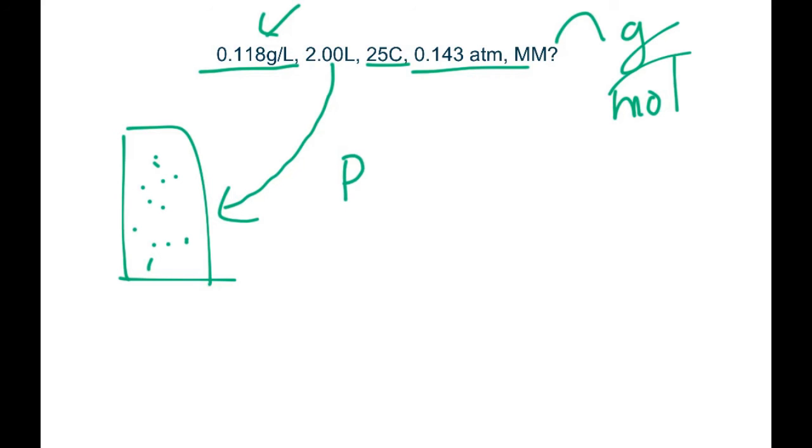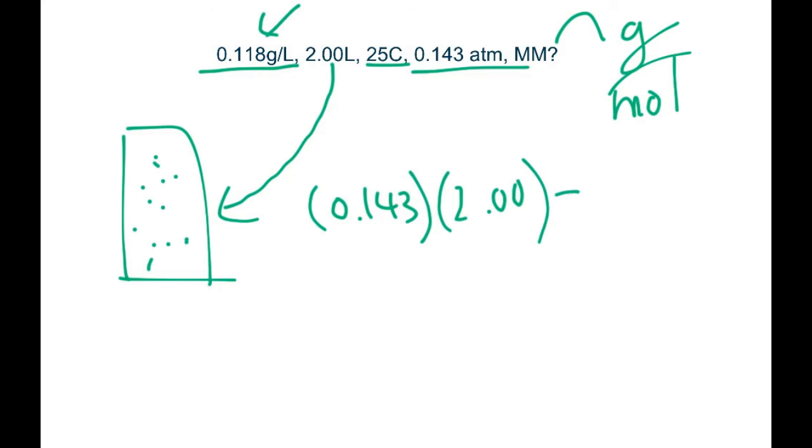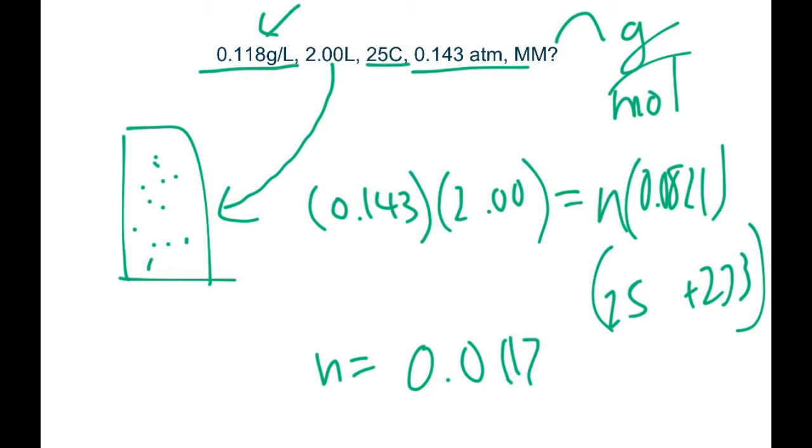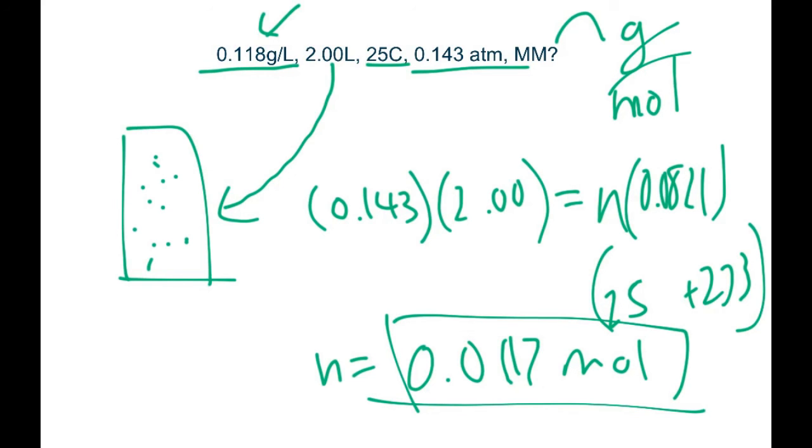We know that P is 0.143, and we know that the volume is 2.00 liters. And what's our n? Well, we don't know what our n is. What's our R? Well, 0.0821. And our T is just 25 degrees Celsius plus 273. Now let me not write the units to avoid confusion. Doing the math, we get n, or the moles of gas, is equal to 0.0117 moles.